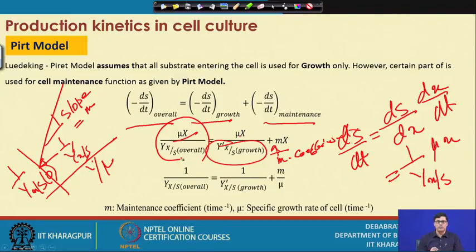What is the true yield coefficient? It is the mass of cells produced per gram of substrate consumed when the substrate is used only for cell growth, not for other purposes. That is called the true growth yield, and it remains constant for a particular organism.